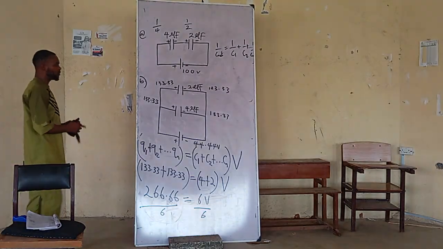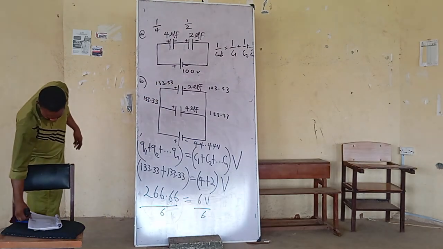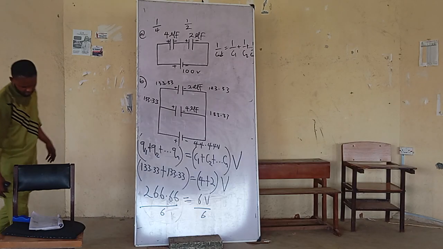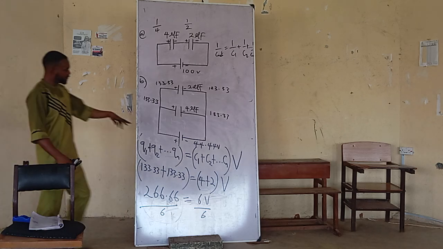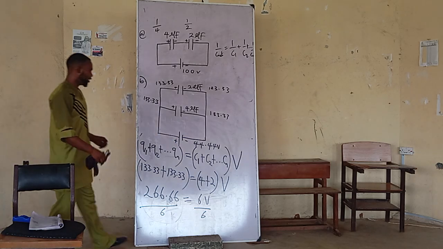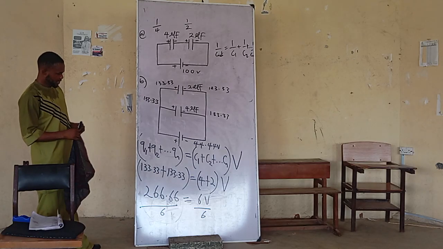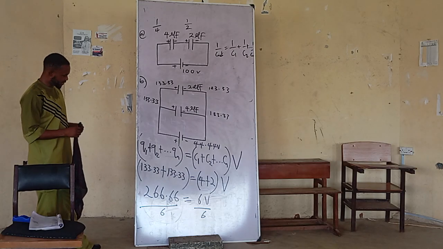So if I'm not going to be finding charge on this, they said I should find the final charge on each capacitor. I think I've done that along the line, but we'll do it now. The final charge on each capacitor. Let's check. On each capacitor, I got 133.33.